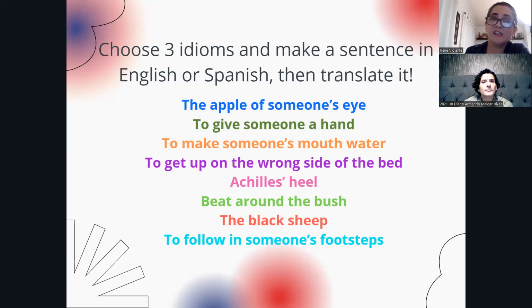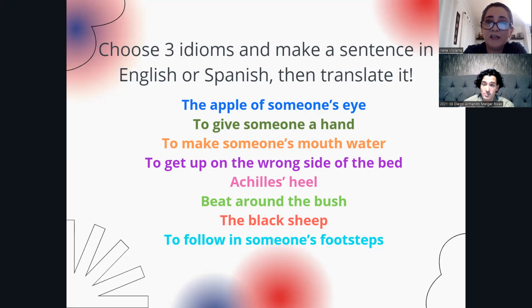Now, it says choose three idioms and make a sentence, but let's do this quickly because time's almost up. Okay. The black sheep, la oveja negra. I'm the black sheep of my family. Soy la oveja negra de mi familia. And please, can you give me a hand? Por favor, ¿me puedes dar una mano? O echar una mano, right? Echar una mano. Excellent.